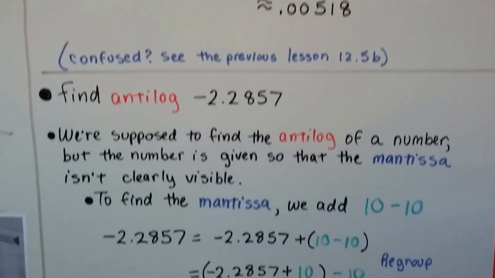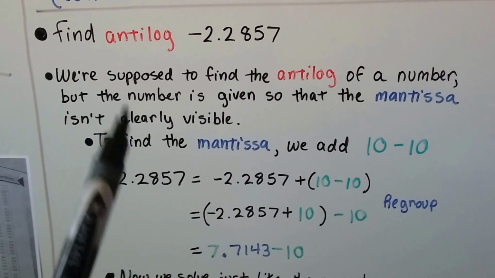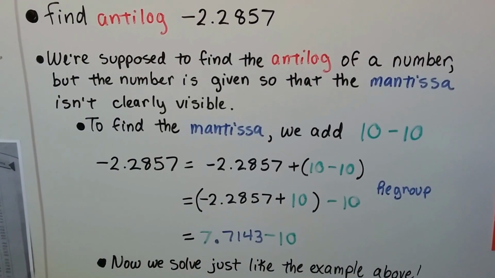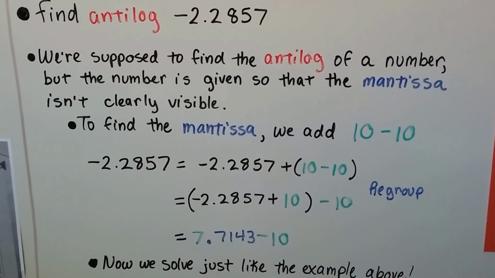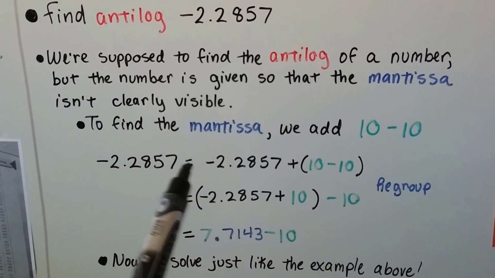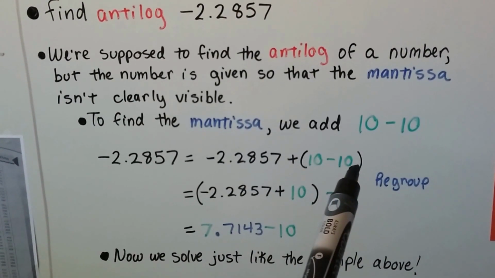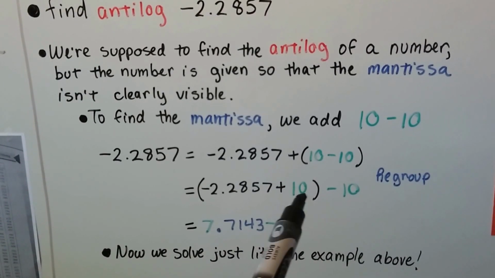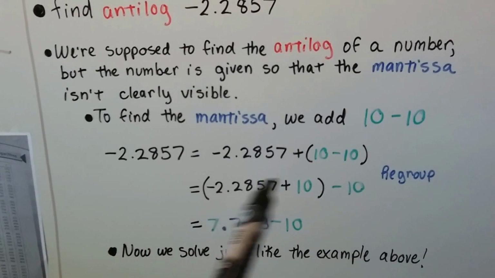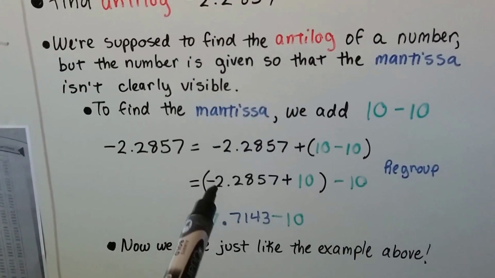Now, what if it said to find the antilog of -2.2857, and we're supposed to find the antilog of this number, but the number is given so that the mantissa isn't clearly visible. So to find the mantissa, we're going to add a 10 minus 10. So here's our number, and we're adding, see there's the plus sign, 10 minus 10. Now what we're going to do is change these parentheses, associative property, right? We regroup them. So now we've got the parentheses around these two numbers. We haven't changed the numbers, we just changed the parentheses, didn't we?